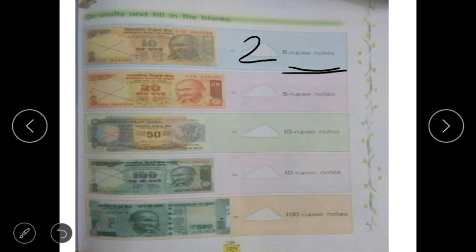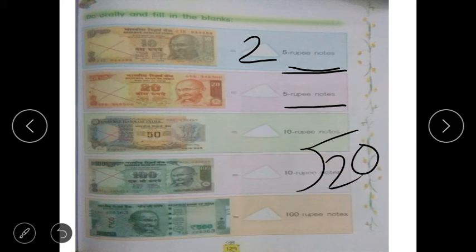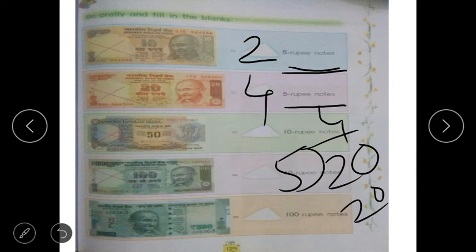Now how many 5 rupees notes will you take to make 20? Now you can divide also. 20 divided by 5, you will get 4. 5 fours are 20. So four 5 rupees notes will make 20 rupees. Clear? Now this is 50.